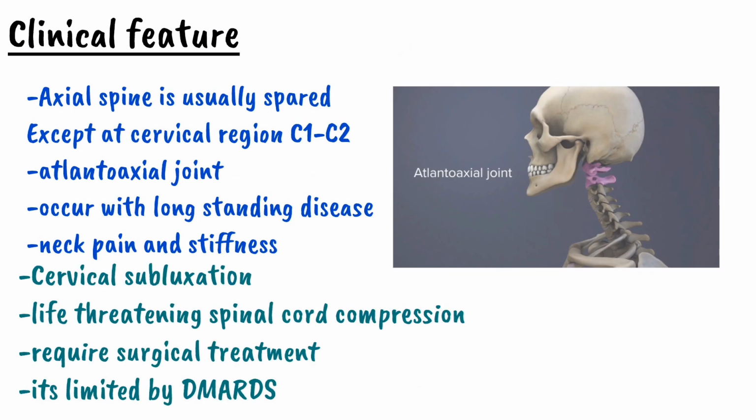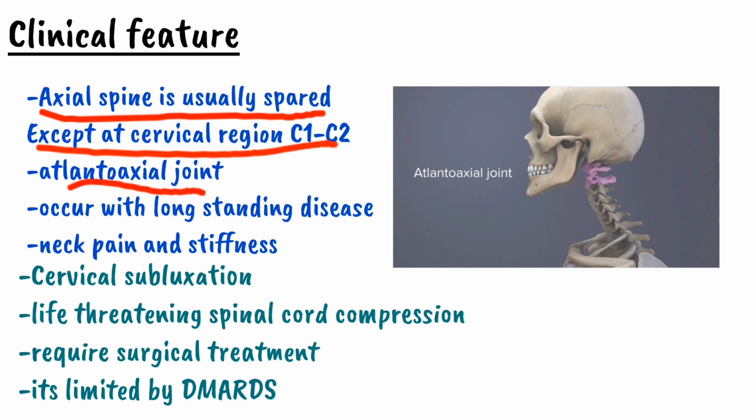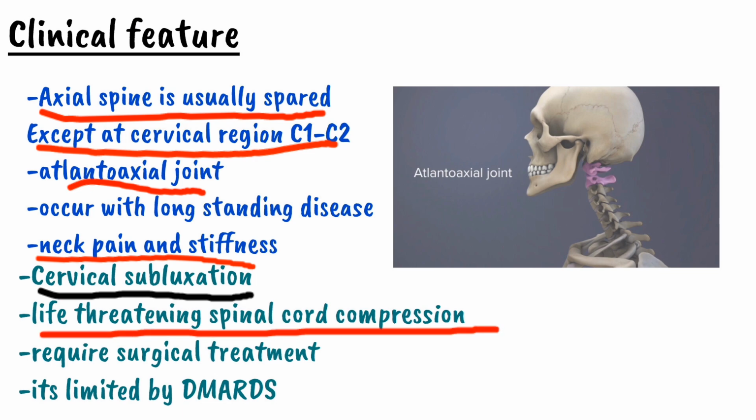After the hand, now we come toward the axial spine. The axial spine is usually spared in rheumatoid arthritis. This is in contrast with osteoarthritis, which involves the axial spine, except at the cervical region C1 and C2, which is the atlantoaxial joint. Long-standing rheumatoid arthritis involves the atlantoaxial joint. It can cause neck pain and stiffness initially, but later it can cause cervical subluxation. Due to cervical subluxation, it causes life-threatening spinal cord compression. So it requires surgical treatment, and cervical spine involvement can be limited by DMARDs.